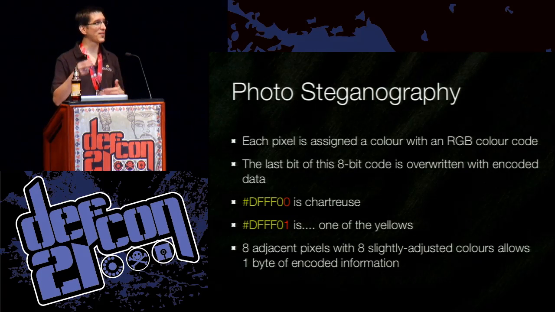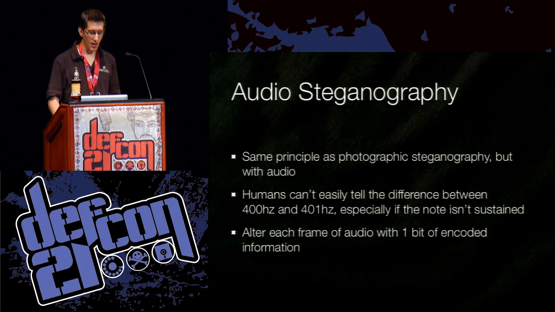So the difference between the two colors is imperceptible to most of us. But if you look at the very last digit for all the adjacent pixels, you can rebuild a whole other file there. 8 adjacent pixels yields 1 byte of encoded information.